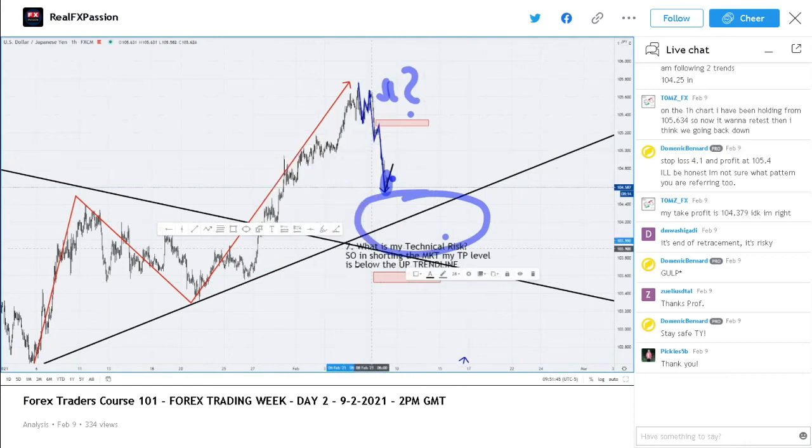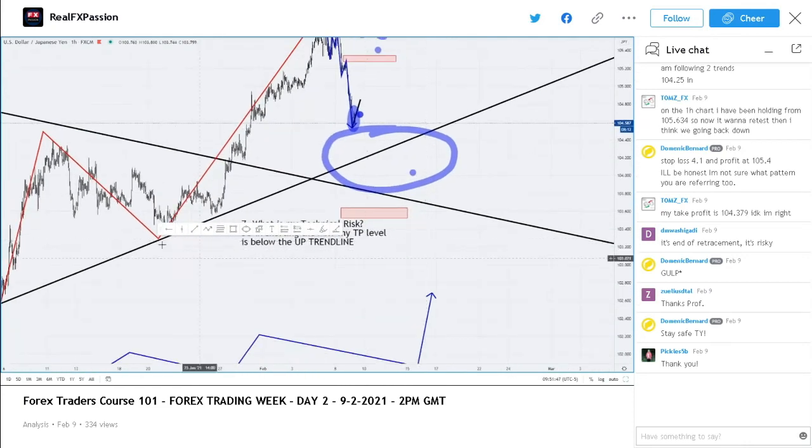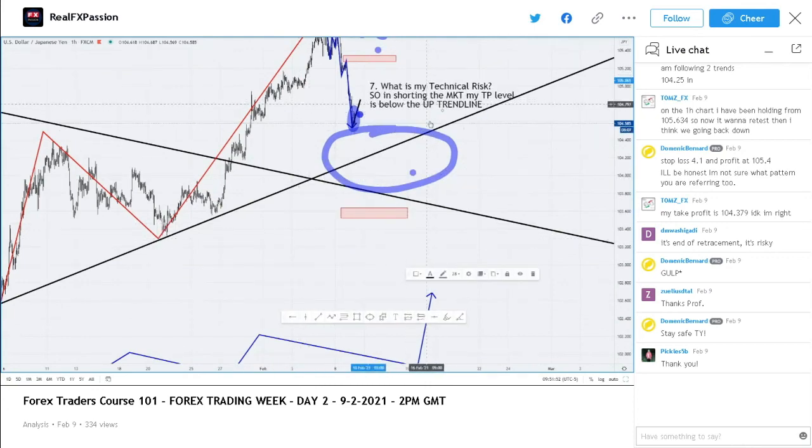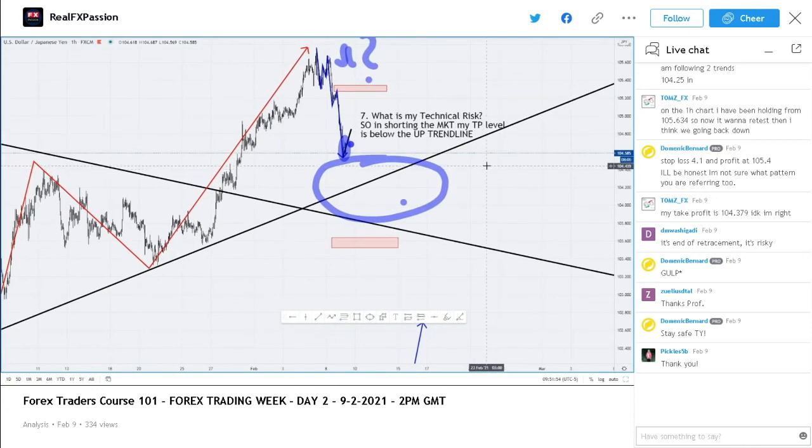Beginner traders, this is the thinking process. What is my technical risk? If I'm shorting the market, my take profit level is below the uptrend line. This is my technical risk, everybody. DMW: it's end of retracement. It's risky.